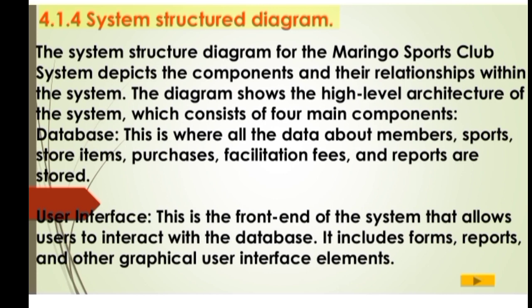4.1.4 System Structure Diagram. The system structure diagram for the Maringo Sports Club system depicts the components and their relationships within the system. The diagram shows the high-level architecture of the system, which consists of four main components. Database. This is where all the data about members, sports, store items, purchases, facilitation fees, and reports are stored. User interface. This is the front end of the system that allows users to interact with the database. It includes forms, reports, and other graphical user interface elements.